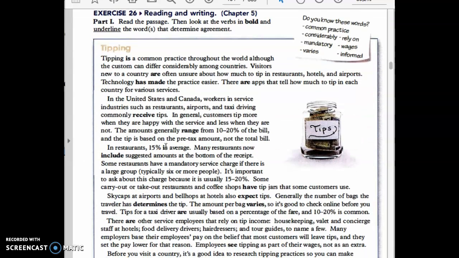And tipping. To tip someone is to give money. You go to a restaurant, you're going to tip the waiter or the waitress by giving extra money. Tipping is a common practice throughout the world, although the custom can differ considerably among countries. Visitors new to a country are often unsure about how much to tip in restaurants, hotels, and airports. Technology has made the practice easier. There are apps that tell how much to tip in each country for various services.